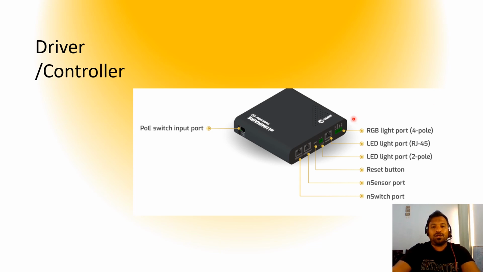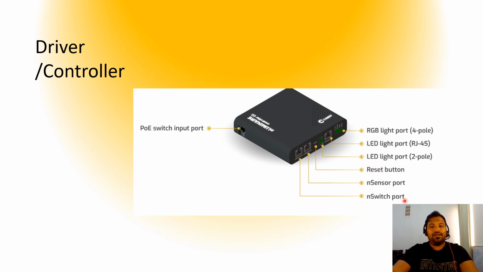In the driver controller, this is the PoE switch input. From the PoE switch, one cable will be connected to this one. Then for outgoing we can take RGB lights also. Then for LED light, if you have a patch cord, it will be connected directly to this one. If there is no patch cord, you can also connect traditional wiring to this LED light port.